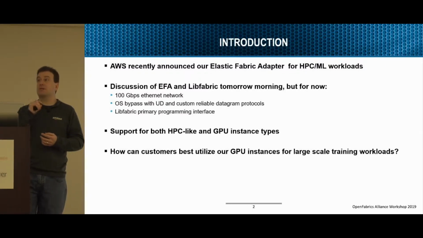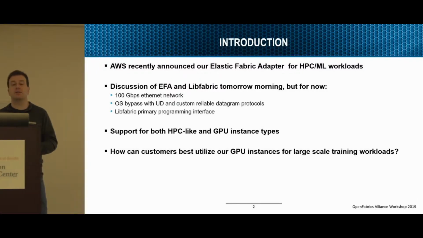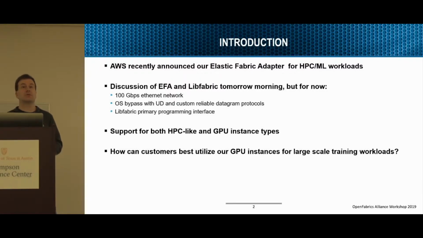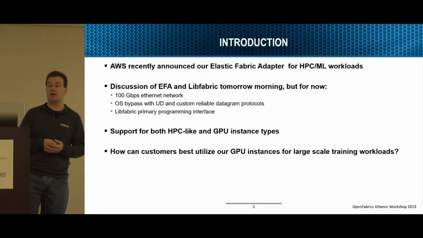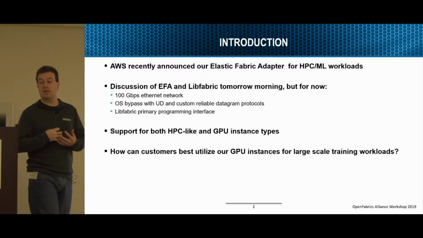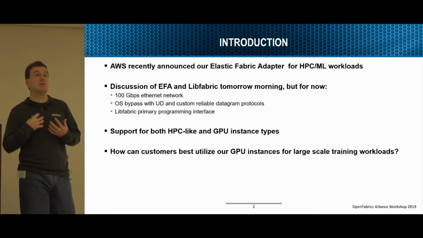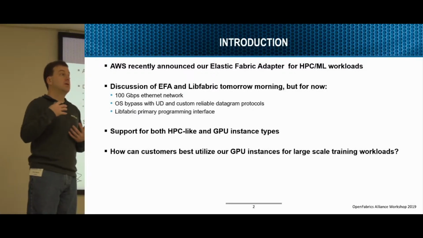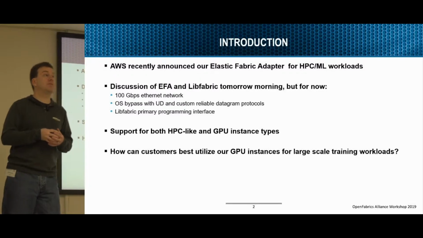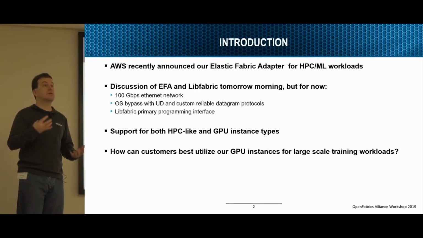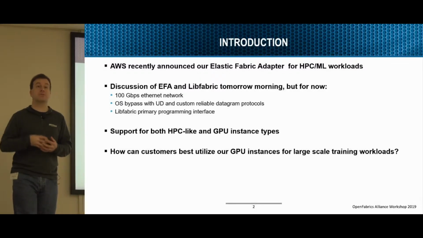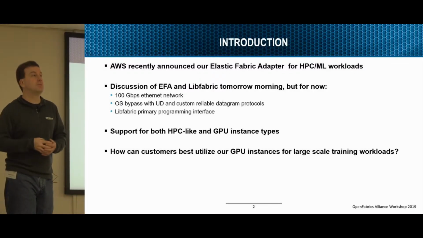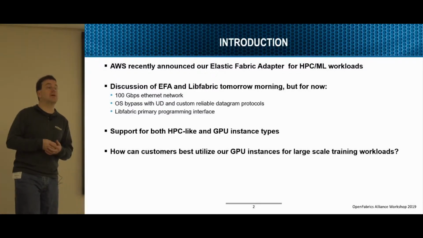Raghu is going to be giving a talk, I believe, tomorrow on some of the details of the integration work we've done. But a quick overview, it's 100 gigabit Ethernet underneath, OS bypass with UD and then a custom reliable datagram protocol. And we've chosen Libfabric as the primary way we expose the capabilities of EFA to our customers. So when customers come to us and say, hey, how do I run MPI on top of this, or GASNet, or any of the custom middleware, the answer is through the Libfabric interface.